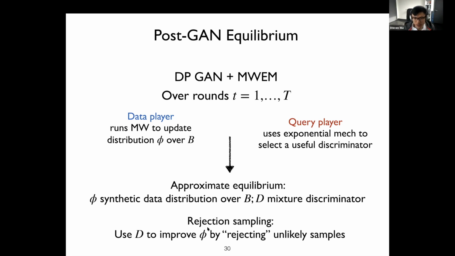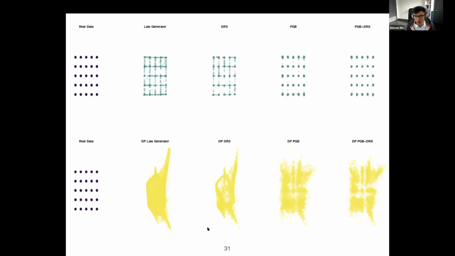What's cool about this technique, which we didn't expect, is that it actually helped even without privacy. This is an experiment on a toy data set with a 25-Gaussian mixture. In the top row, you're thinking about a synthetic data algorithm without privacy constraints. Everything here is trained without differential privacy. And you can apply the same post-GAN boosting technique we provide to improve the sample quality over time.